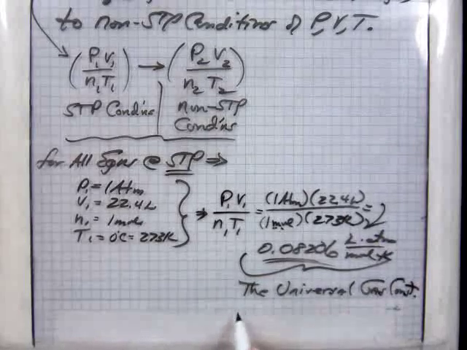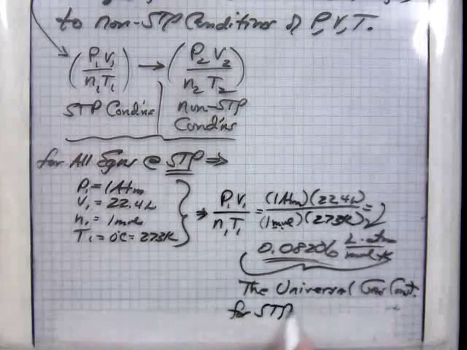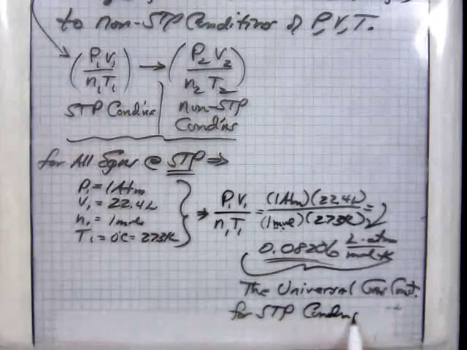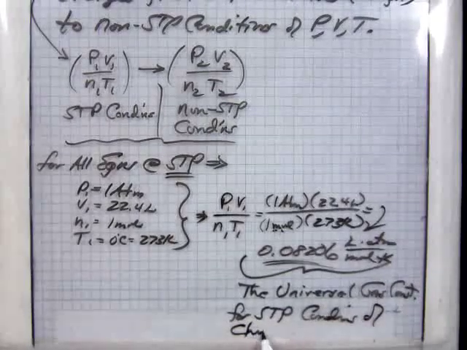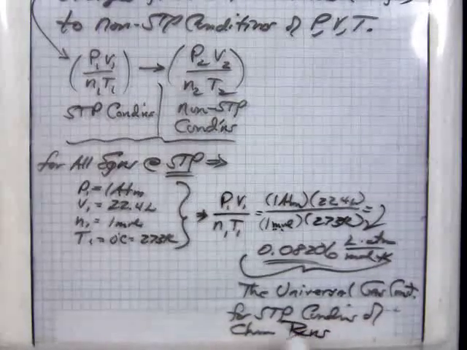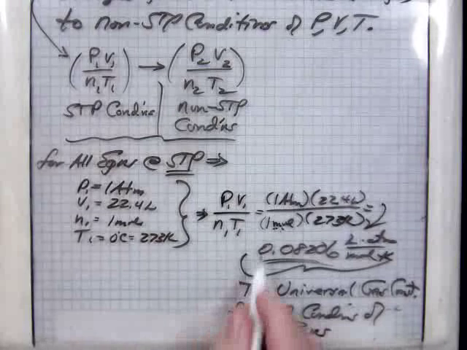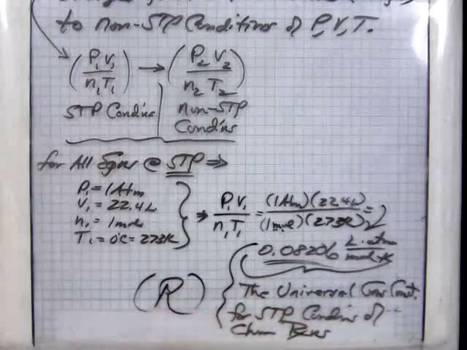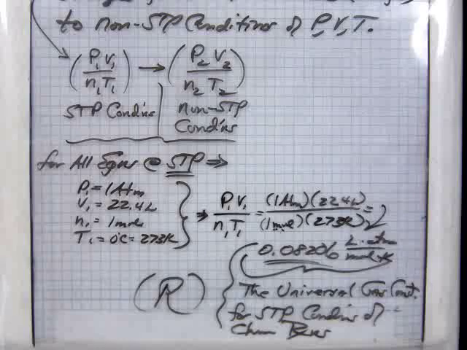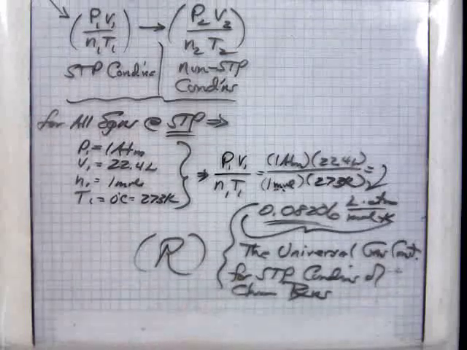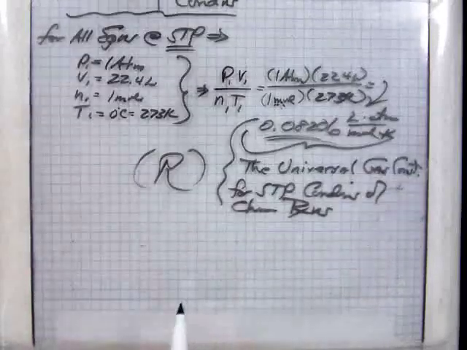And is for STP conditions of chemical reactions. And is given the symbol R. We're going to use the capital R symbology. So when we write, now bring it on up here.